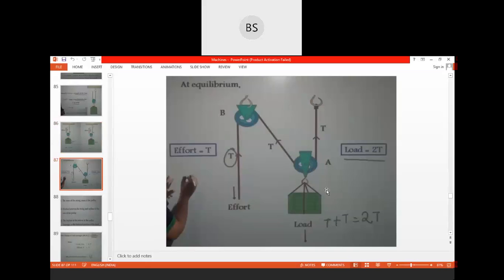Equilibrium is nothing but when the load is at a balanced position, or we can say the load is stationary, when the load is at rest. Now the load is at the equilibrium position.